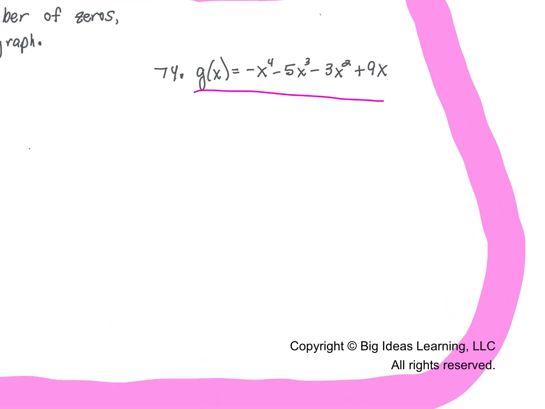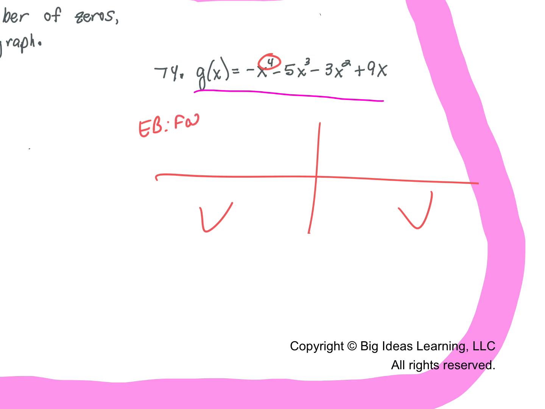What's my end behavior here? What's the highest exponent? 4, so it's even. That means the direction of the arrows is going to be the same. They're either both up or both down. How do I know what this one is? They're both down. How do you know they're both down? Because it's negative. So your end behavior would be falling on the left and what? Falling on the right. Good. That's all you have to write. You don't have to write anything crazy.